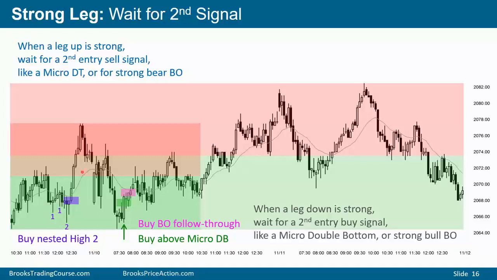When you have a very strong rally, it's usually better to wait for a second entry sell, like a micro double top, or for a strong bear breakout. The market went up and down on this bar, and then it went up on that little bull bar, and then down again. The low of this bull bar is the neckline of this small double top. We went up and down, we went up, and we're going down again. So you can sell with a stop below the neckline of that micro double top, and you get filled right here as this bear bar falls below that bull doji.